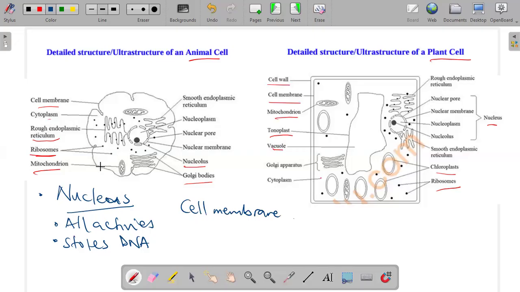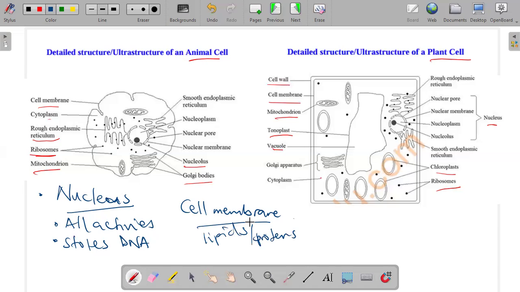It is made of lipids and proteins. Its function is that it is responsible for what enters and what leaves the cell. So this cell membrane is responsible for what will enter the cell and what will leave the cell.